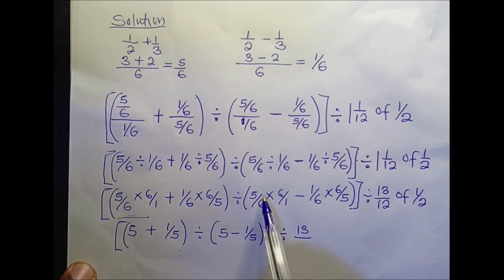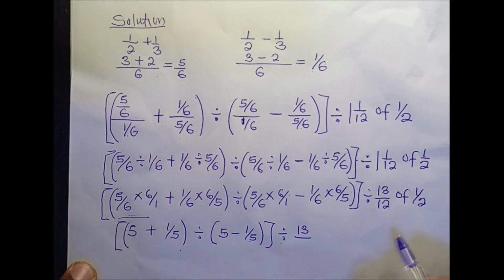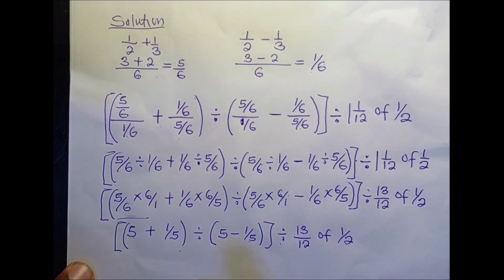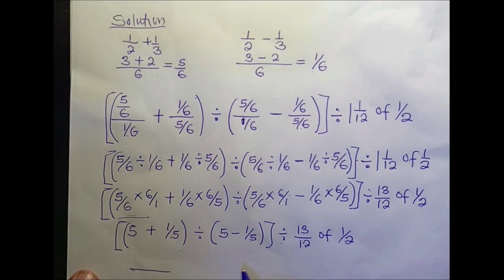Divided by, in the next bracket, 5 over 6 times 6 over 1 will also give us 5, and 1 over 6 times 5 over 6 will also give us 5 over 6. Divided by 13 over 12 of half. All right, so we can simplify this fraction. Let's find the LCM, the one in the bracket. Remember, we're still working with the brackets.